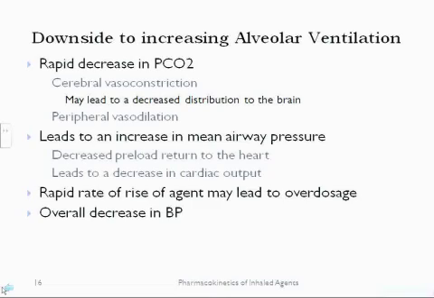As for the rapid decrease in CO2, that's one thing that happens when you start hyperventilating somebody or increase the ventilation. You can get cerebral vasoconstriction, which decreases the distribution of blood to the brain, so that can slow down your emergence. You can get peripheral vasodilation, which will cause your blood pressure to drop. You also increase the mean airway pressure, which limits your preload return to your heart, which leads to a decrease in cardiac output, which then decreases your distribution.